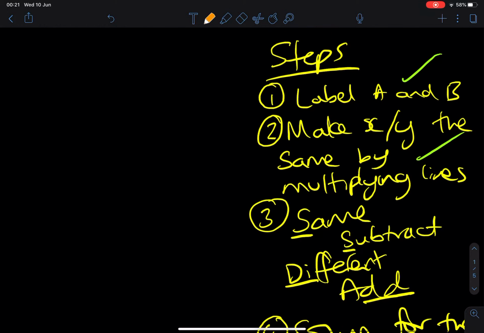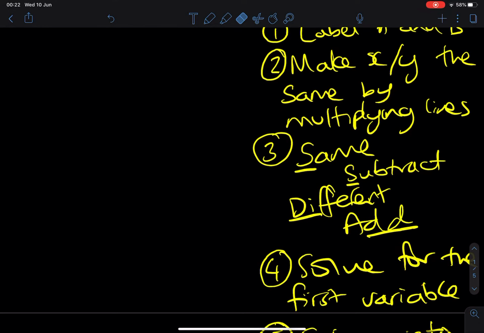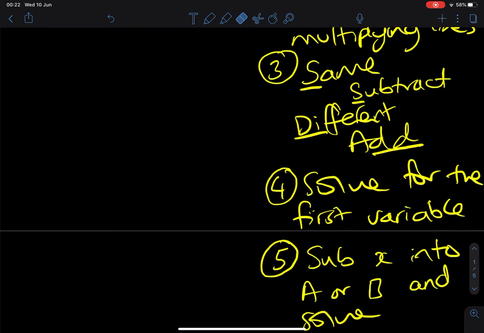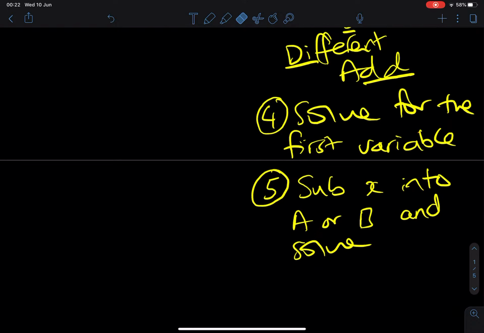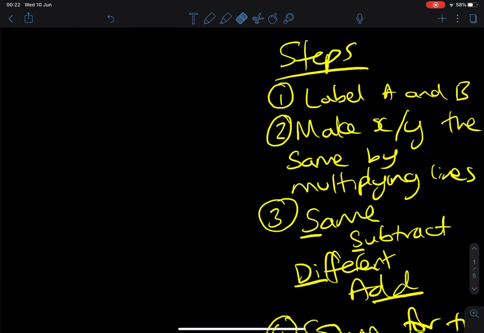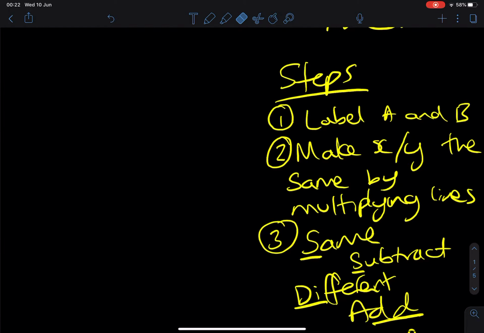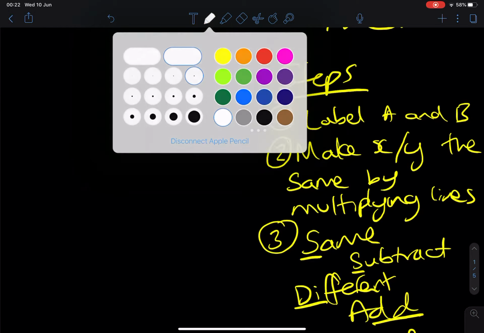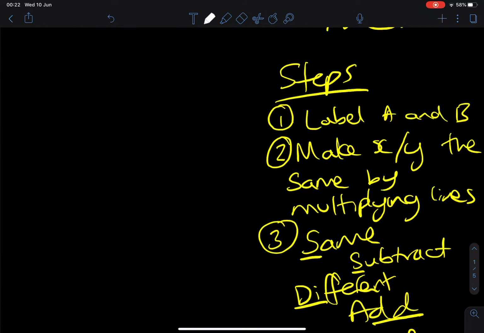Let's just recap on the different steps that we had. The steps included labeling the two equations A and B, making x or y the same by multiplying the lines. If it's the same, we subtract. If it's different, we add. We then solve for the first variable, and then finally we substitute and solve again for the second remaining variable.